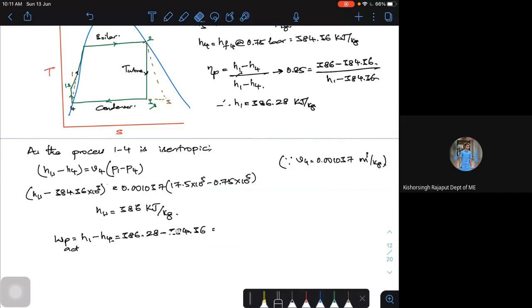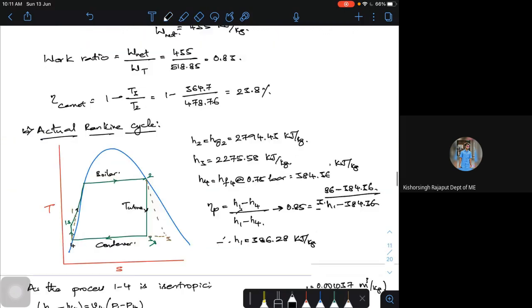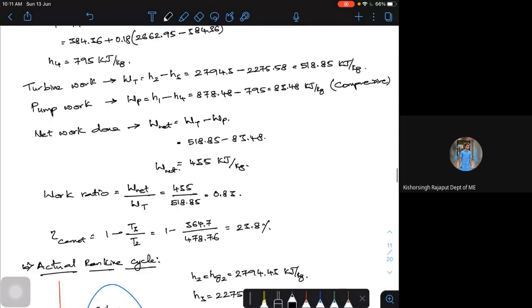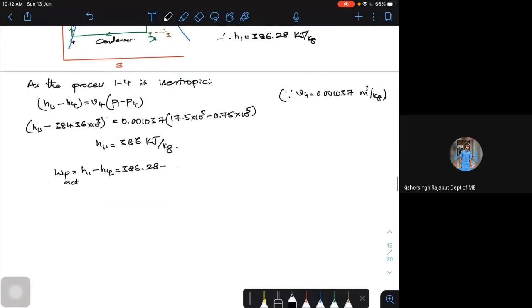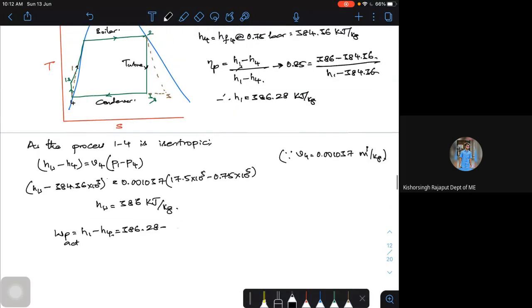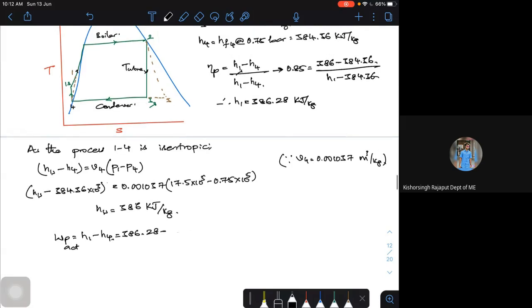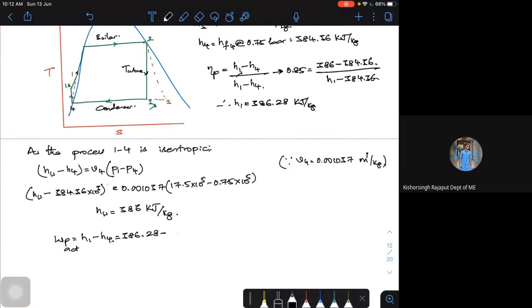Okay, so H4 is 795 kilojoules. It can't be, this should be more actually. Why? What happened? No, H4, sorry. Here we made a mistake in substituting. This is 785. We made a mistake here.